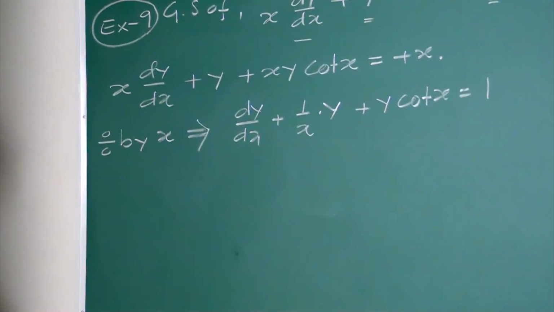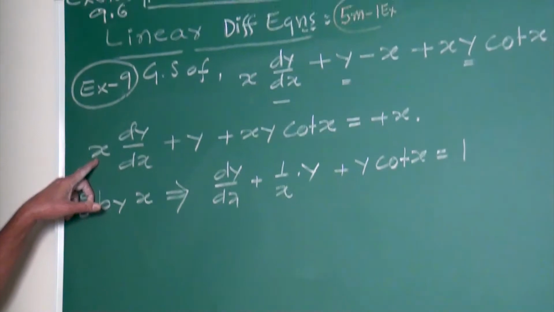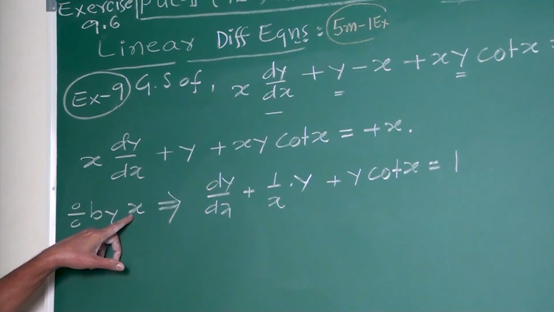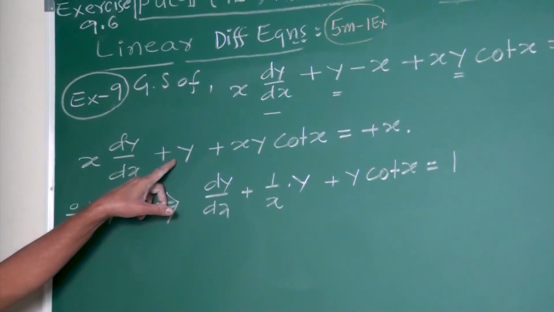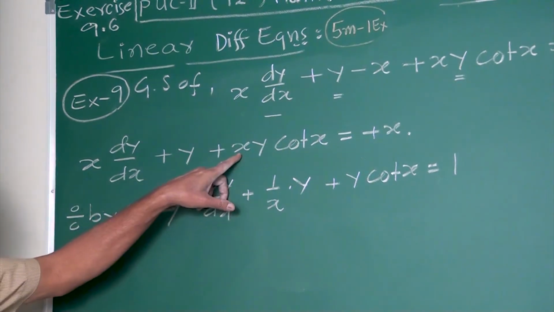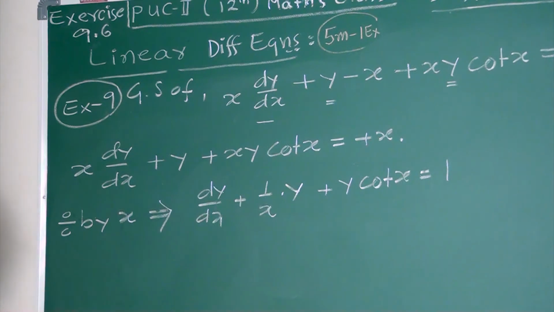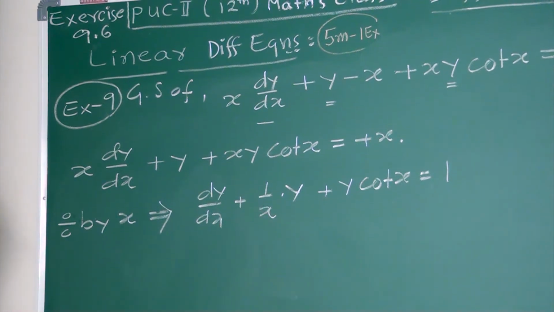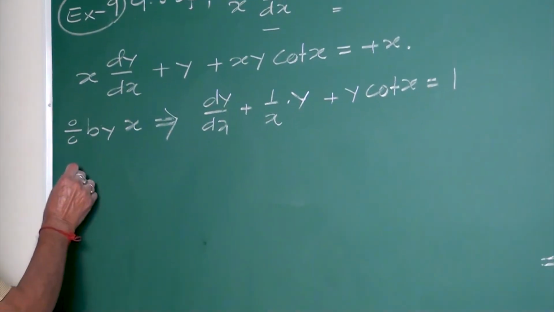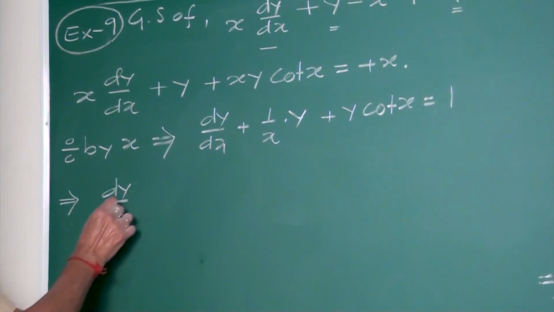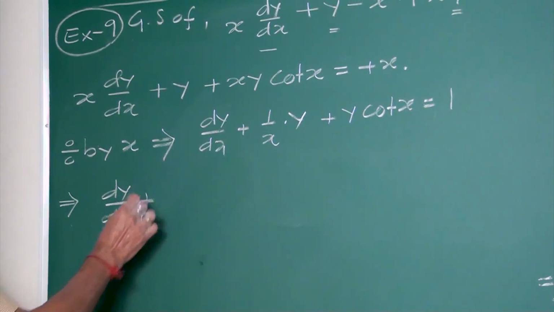I will explain this once again. Dividing by x means x is cancelled: 1 by x into y; x is cancelled, y cot x, plus x upon x is 1. Now y is common. This can be written as dy by dx plus y is common.